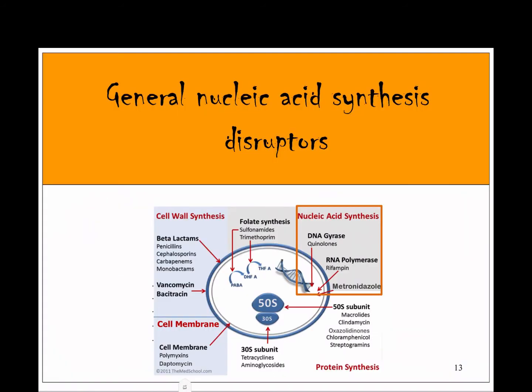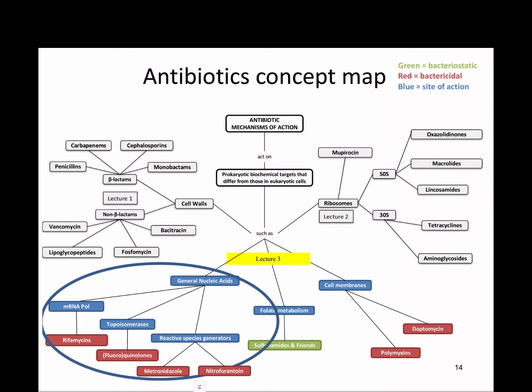The next drug class are the nucleic acid synthesis disruptors, and we're going to talk about DNA gyrase inhibitors, RNA polymerase inhibitors, and the reactive species agents such as metronidazole and nitrofurantoin. So here with the RNA polymerase inhibitors, those include rifamycins. The topoisomerase or DNA gyrase inhibitors include the quinolones, specifically fluoroquinolones, and these reactive species generators, metronidazole and nitrofurantoin.